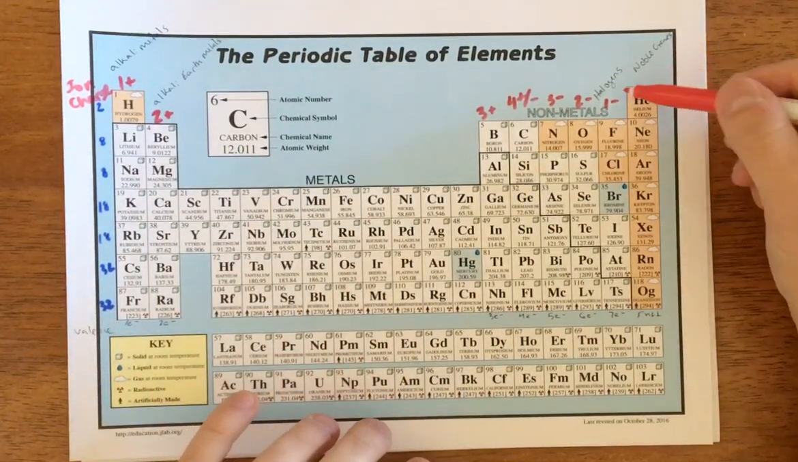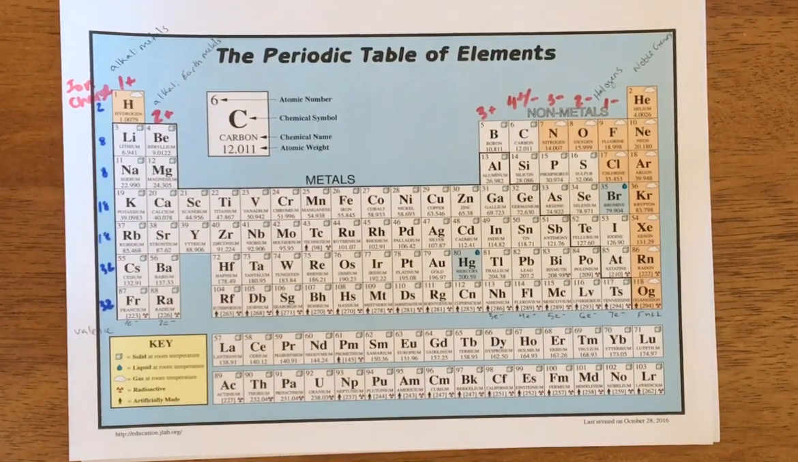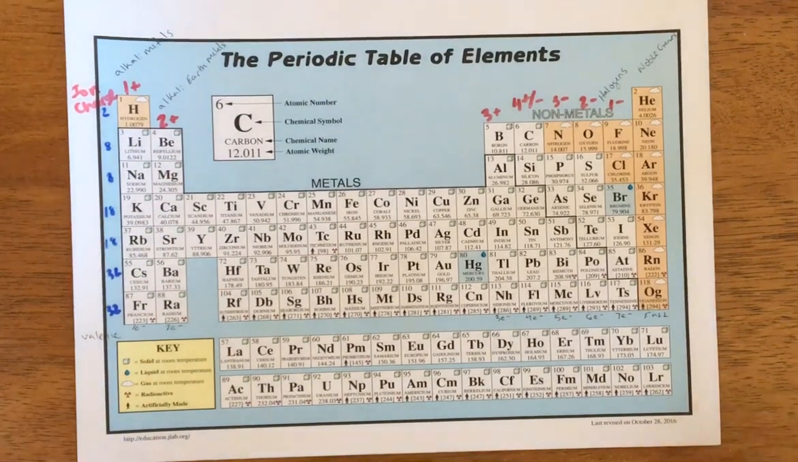The reason why I'm not putting a charge on this column is because those are our noble gases. They already have full octets, and they do not need to gain or lose electrons to be stable. They already are. Okay, hopefully you've had a good opportunity to label your periodic table. Next week, or the next set of assignments, we hope to do a little bit of practice with this and start talking about what an ionic bond is.